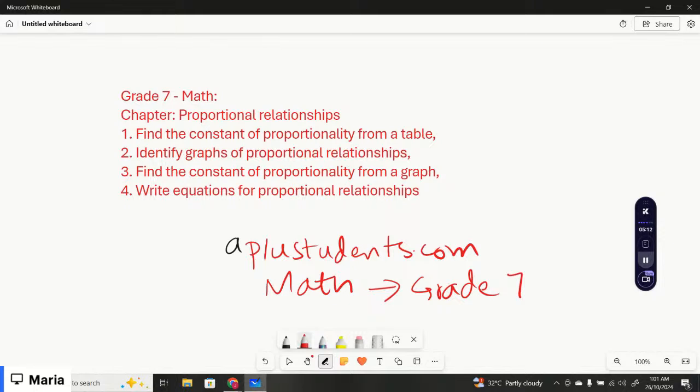There you can find a list of the chapters. We're going to start with the chapter proportional relationships. The lessons we're going to cover today are: find the constant of proportionality from a table, identify graphs of proportional relationships, find the constant of proportionality from a graph, and write equations for proportional relationships.